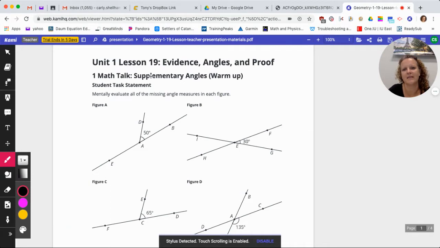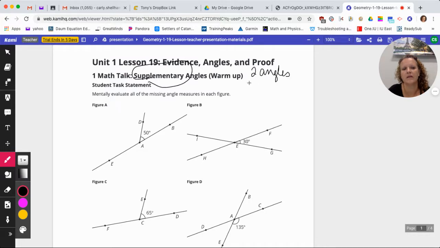Supplementary, that means that you have two angles that their measurements add to 180 degrees. Okay, they're supplementary. So any two angles, whatever their measurements are, that add to 180 degrees.